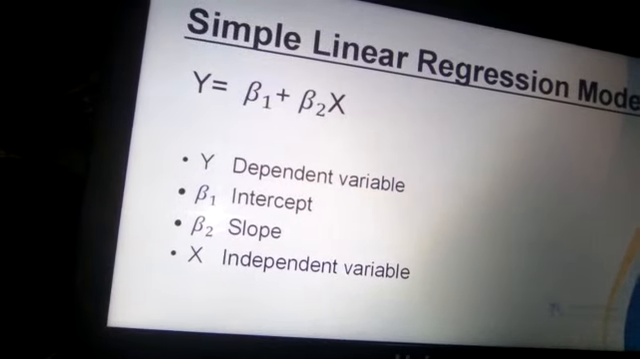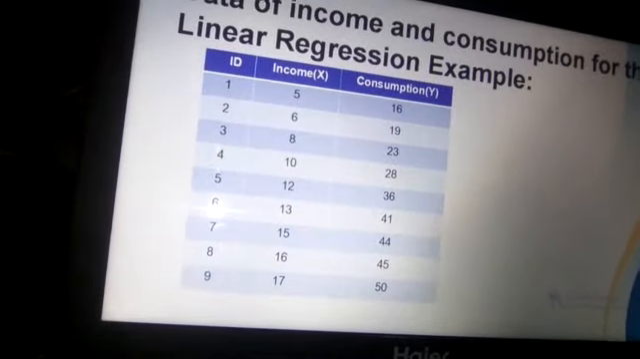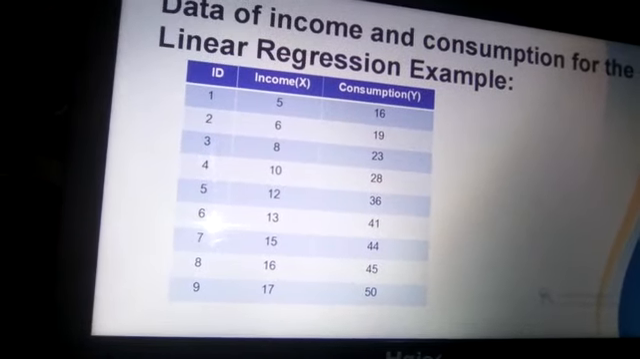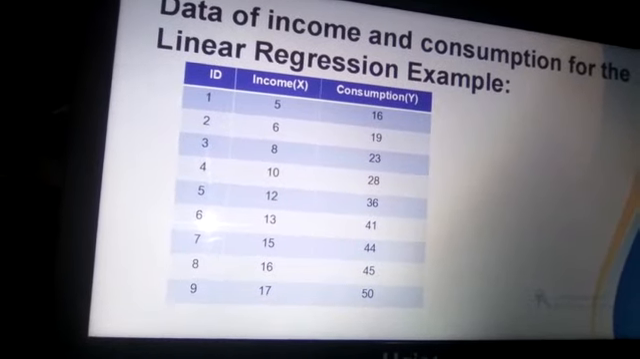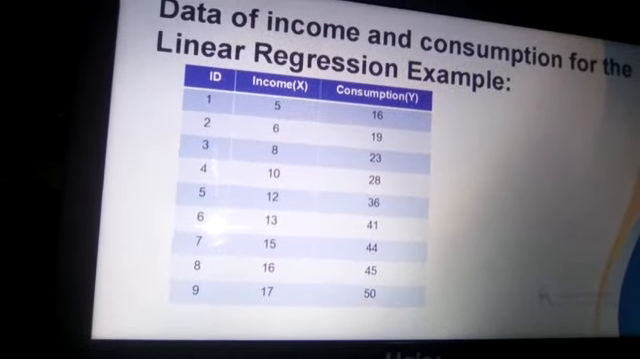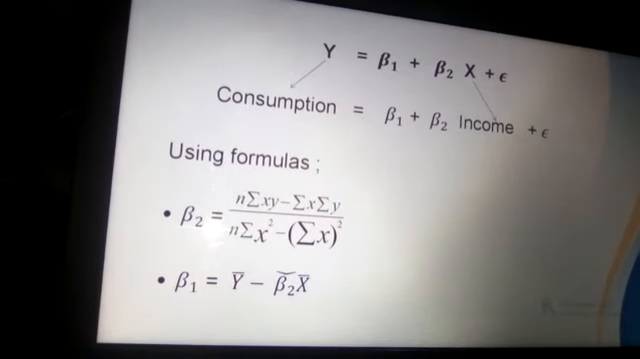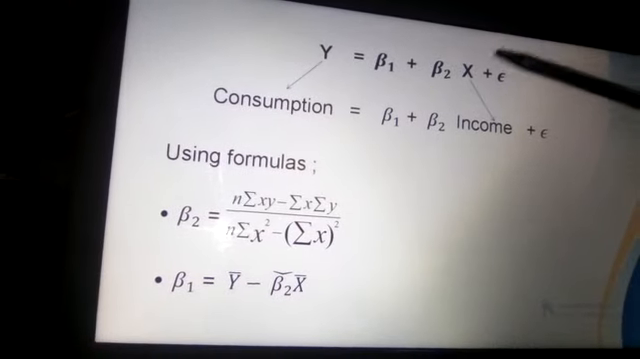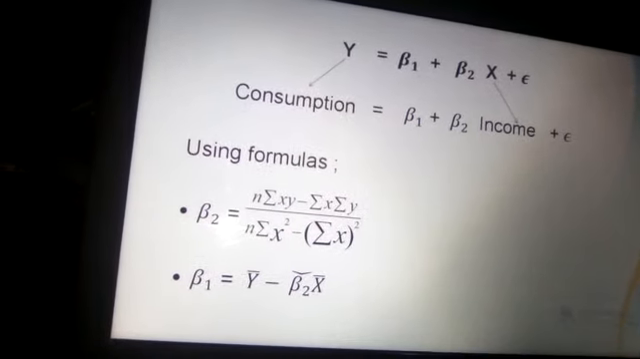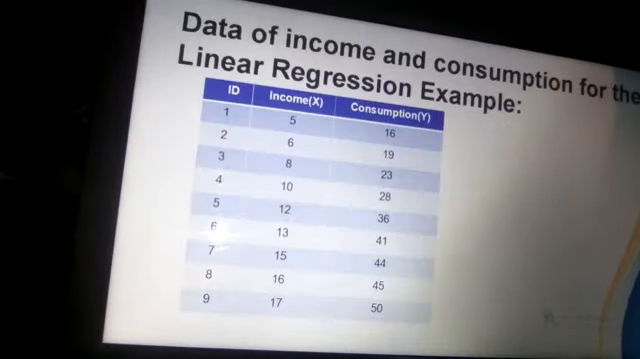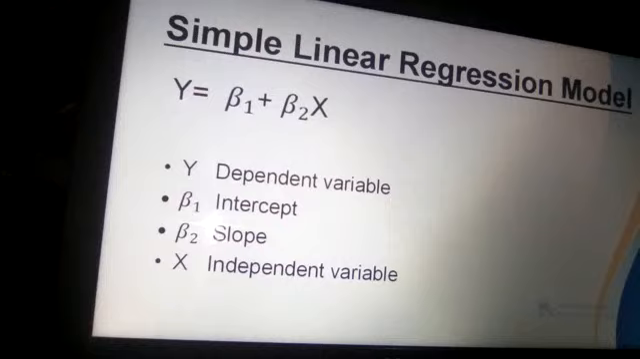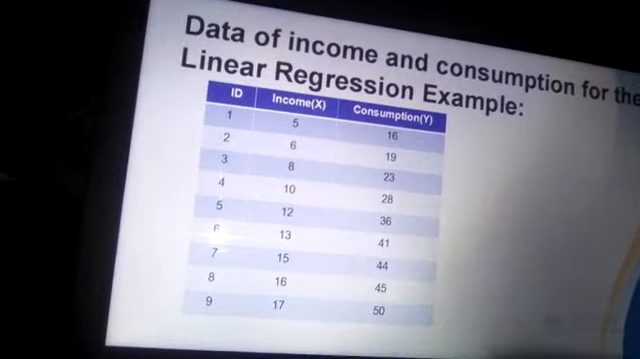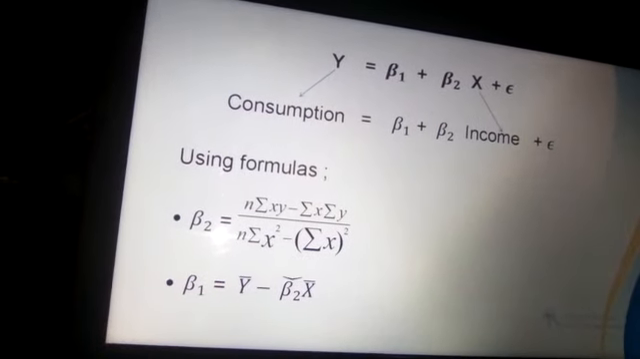We will find the simple linear regression model with the help of an example. Let's say we have income and consumption. Income is denoted by X and consumption by Y. As we know, Y equals beta 1 plus beta 2 X plus epsilon, where epsilon is the error term. Y denotes consumption, beta 1 is the intercept, beta 2 is the slope, capital X is income, and epsilon is the error term.